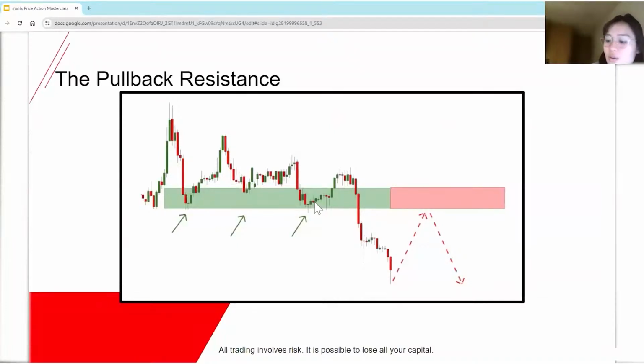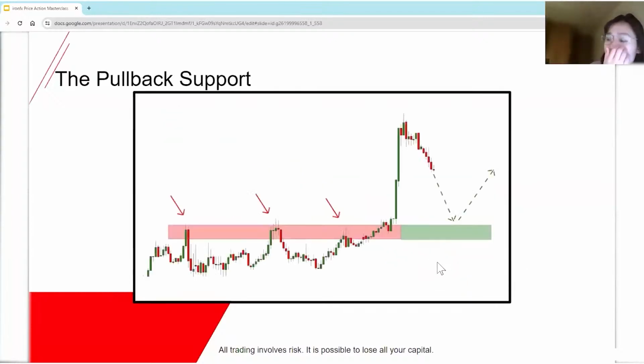Okay, so now let's look at the pullback resistance. We have some swing lows here. We have three swing lows here and price is breaking below the swing lows. And we're expecting it to hit towards that same level and reverse off of it. That's exactly what a pullback resistance is.